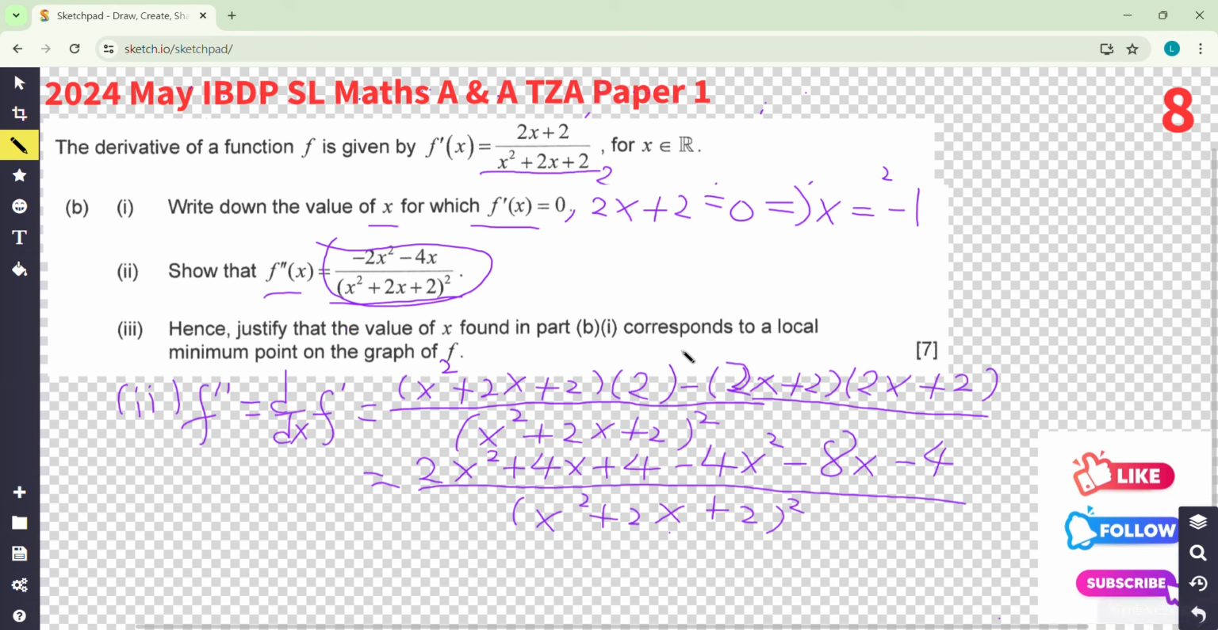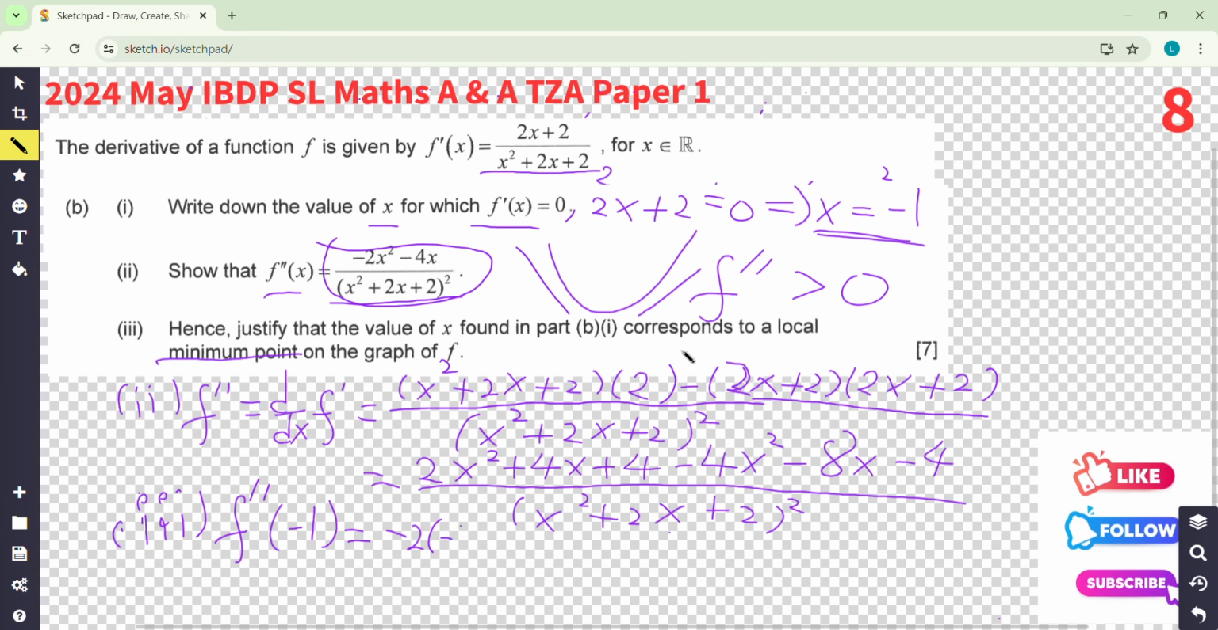And then part 3, justify the value in B1 corresponds to a local minimum. Local minimum means down and up, right? It means f double dash has to be positive, right? From negative slope to positive slope, right? So we have to show this at x equals minus 1, okay? So for part 3, we need to do the direct substitution, okay? You say here f double dash, minus 1.